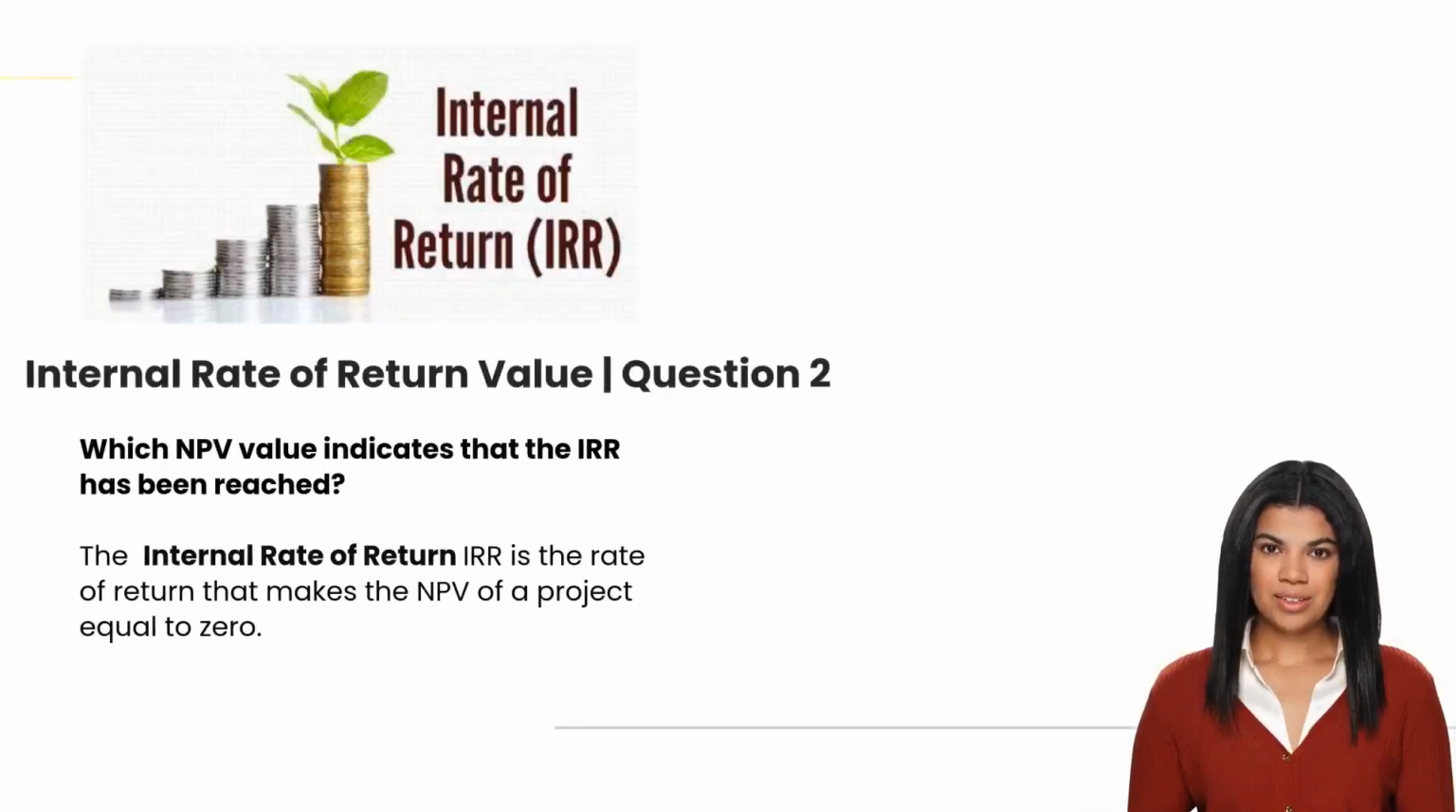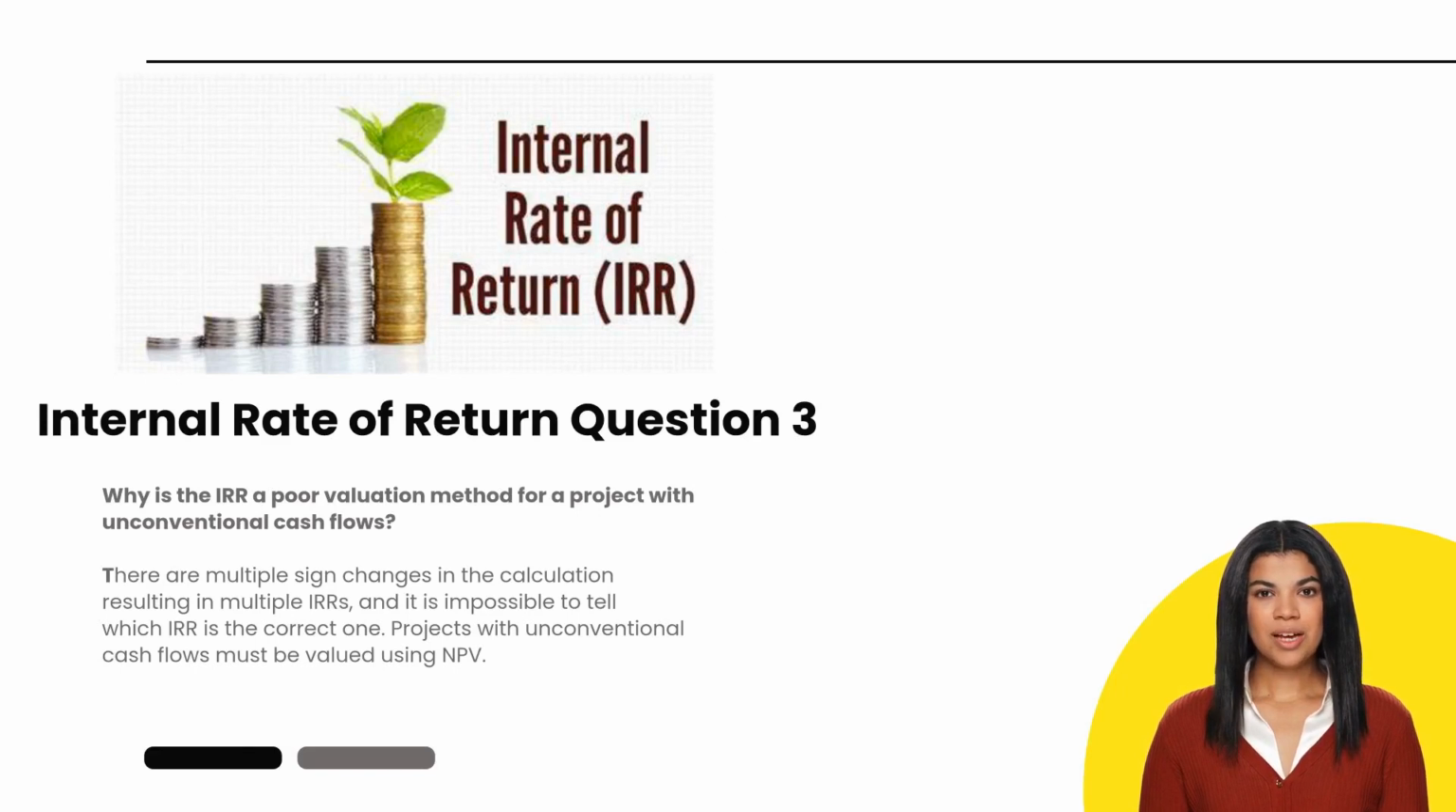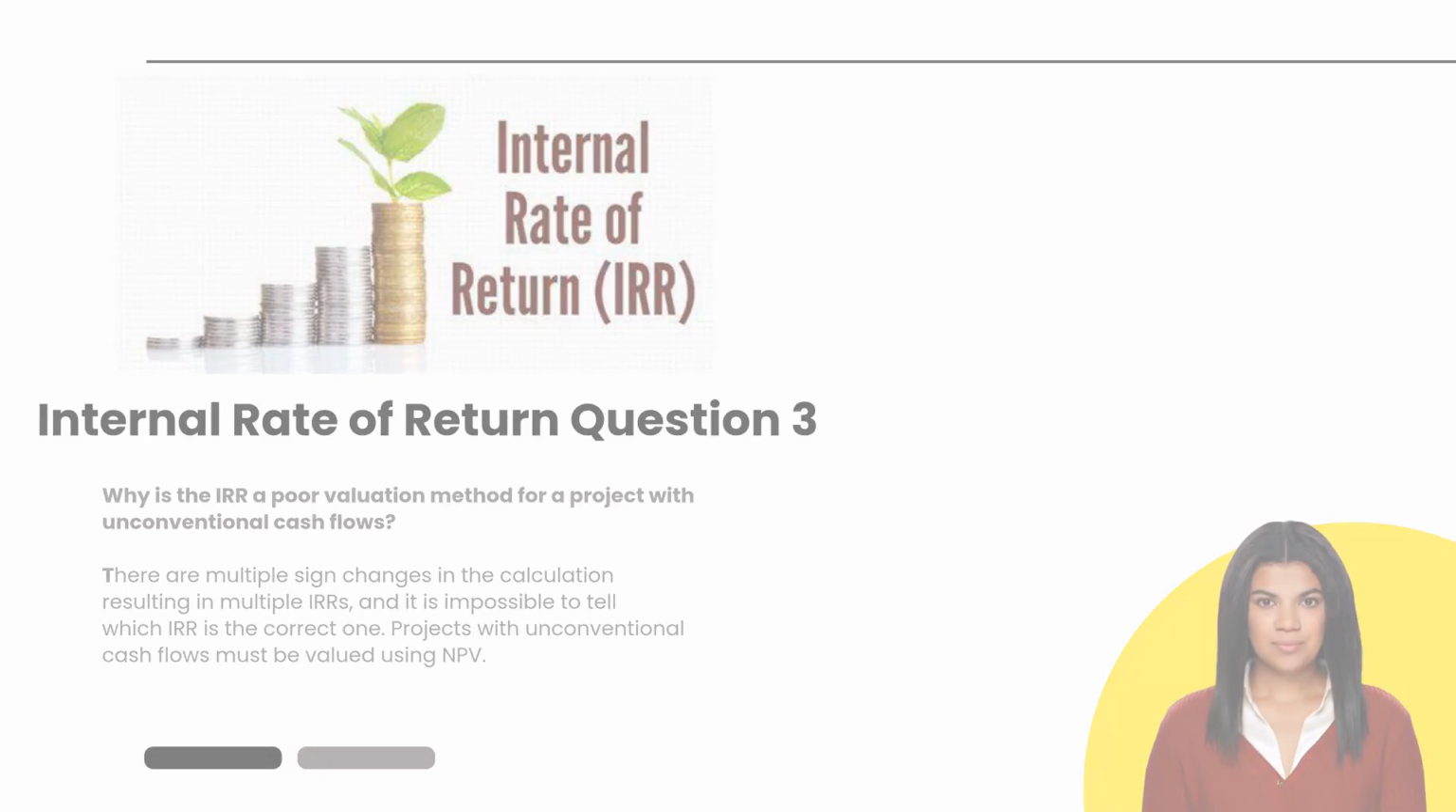Which NPV value indicates that the IRR has been reached? The IRR is the rate of return that makes the NPV of a project equal to 0. Why is the IRR a poor valuation method for a project with unconventional cash flows? There are multiple sign changes in the calculation resulting in multiple IRRs, and it is impossible to tell which IRR is the correct one. Projects with unconventional cash flows must be valued using NPV.